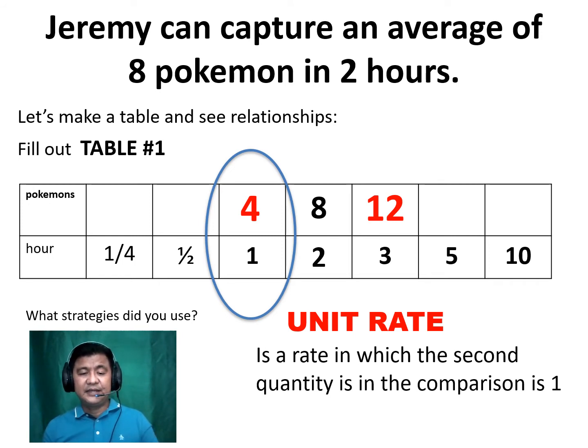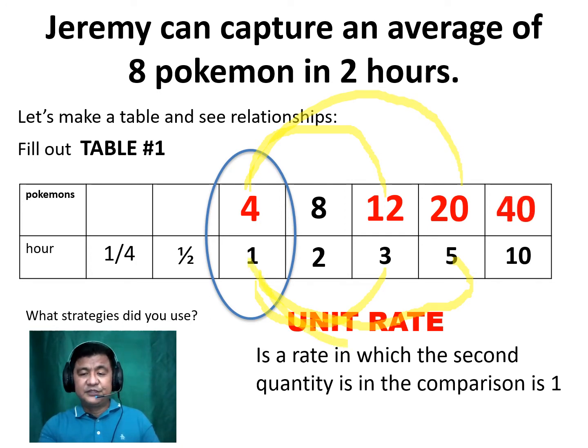How did you do that? Easy. Because the pattern is times 3 below, times 3 on top. So for 5 hours, what did we do? Times 5 below, therefore on top, that's also times 5. Now for 10, that's times 10 below. 4 times 10 is 40.